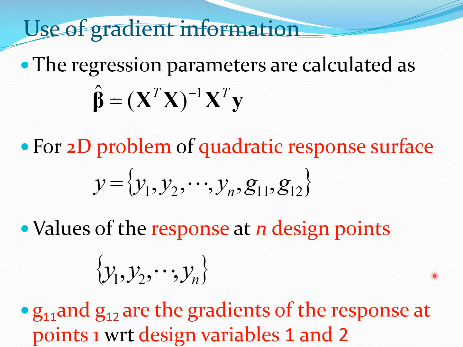So in all those cases, the regression parameters are calculated by the same formula which we derived before. Now, if you are using a quadratic response surface, you have a 2D problem. Your y vector would essentially be this vector here. You would have the value of the response, let us say at n design points, but you would also have the gradients of the response at point 1 with respect to the design variable 1 and 2. Those would be G11 and G12. So these are two new things which have come into our model.